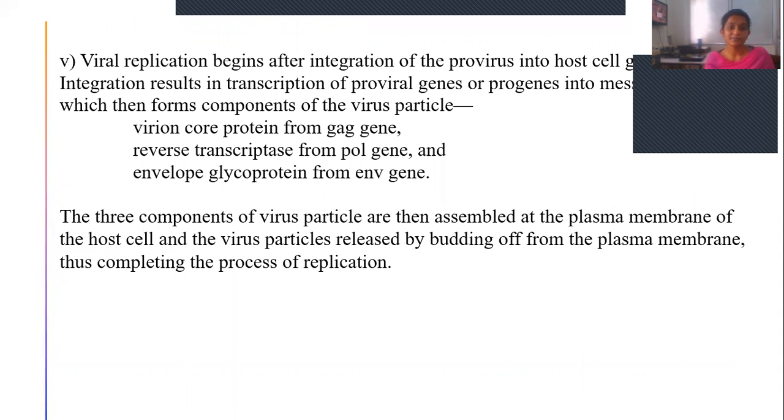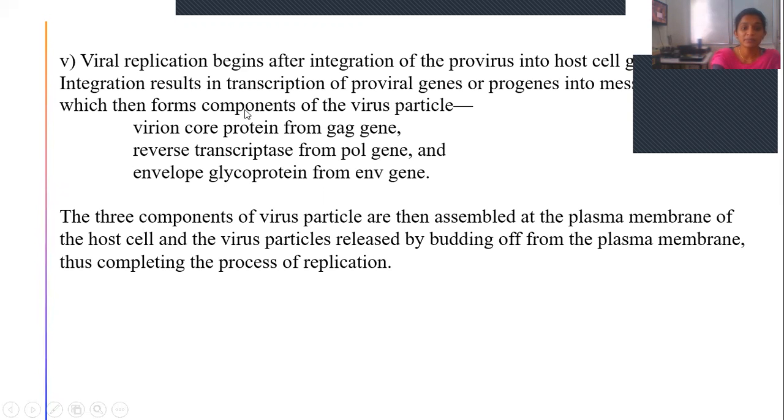Viral replication begins after integration of the provirus into the host cell genome. Viral replication will start only when this double-stranded provirus integrates into the host cell DNA. Once replication is done, again it causes lysis of the cell and will release its provirus into the circulation or extracellular space. And again the same steps will continue.